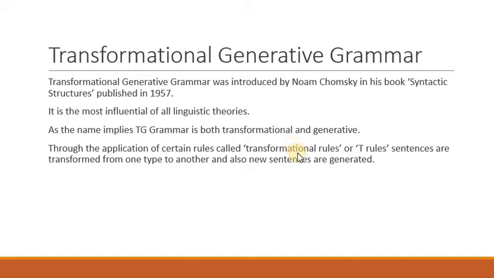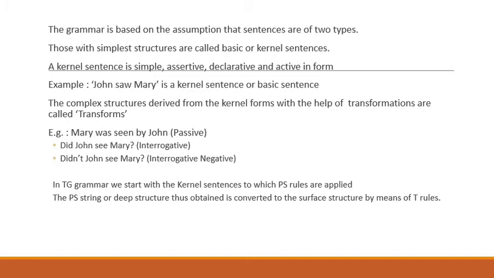Through the application of certain rules called transformational rules or T rules, sentences are transformed from one type to another, and also new sentences are generated. Remember, in phrase structure grammar, we dealt with phrase structure rules or PS rules, and in transformational generative grammar, we deal with transformational rules or T rules. A sentence type is transformed into another sentence type, and new sentences are generated thus. Moving on to the next slide.